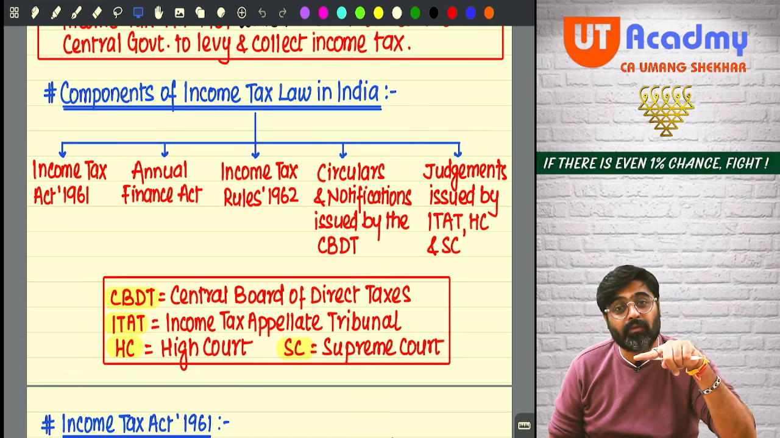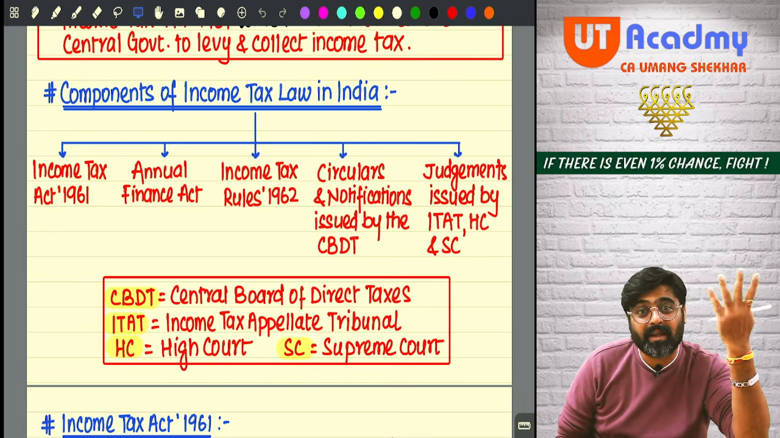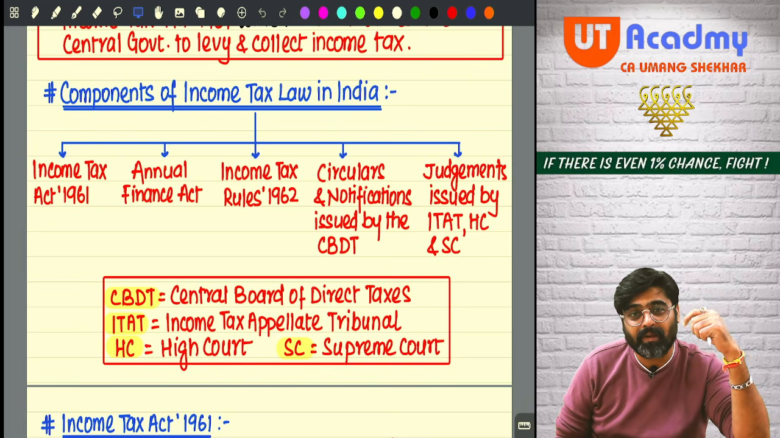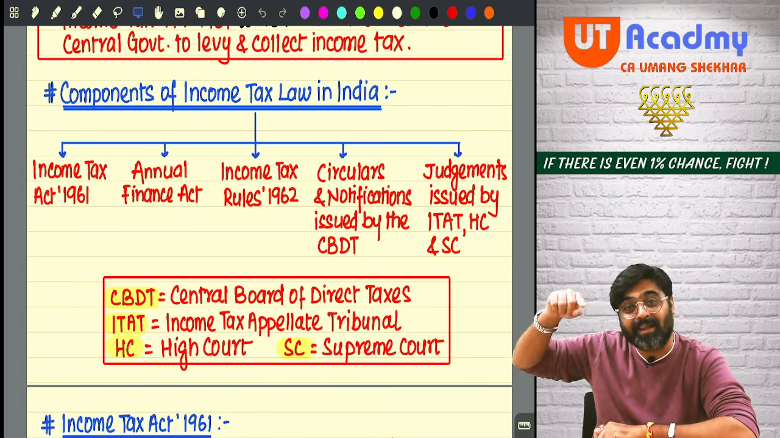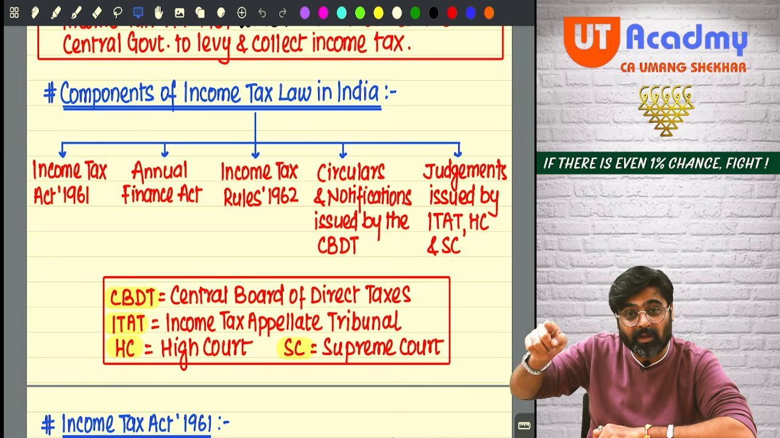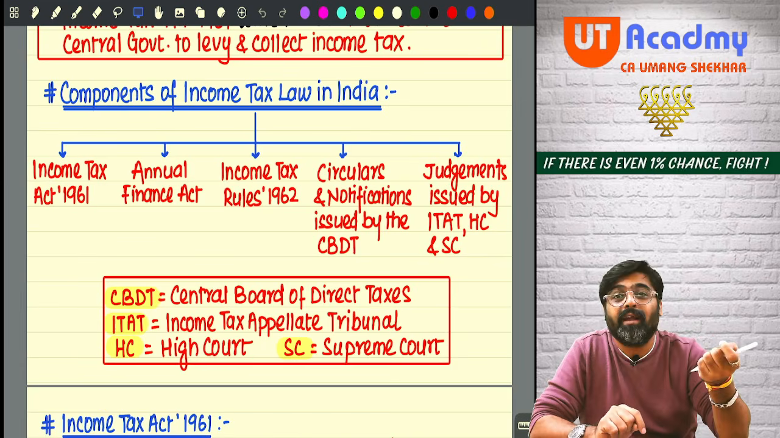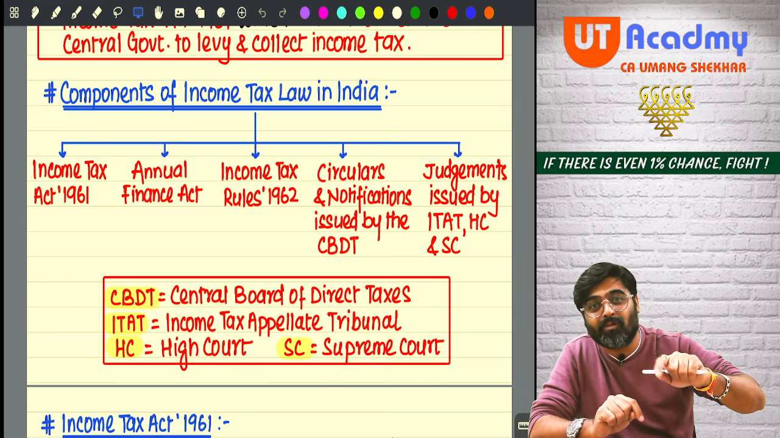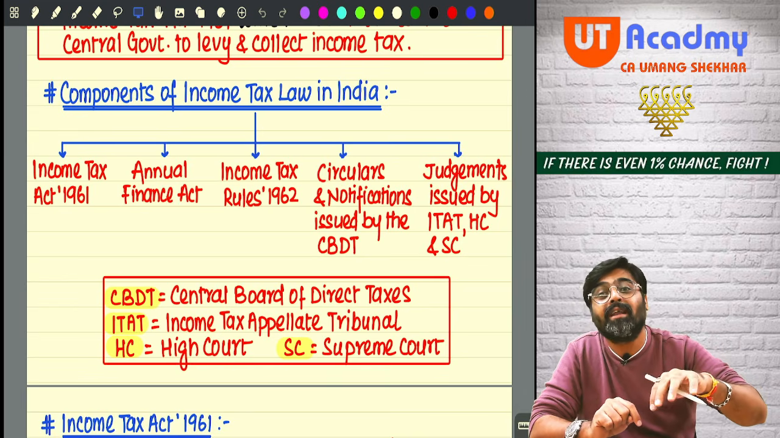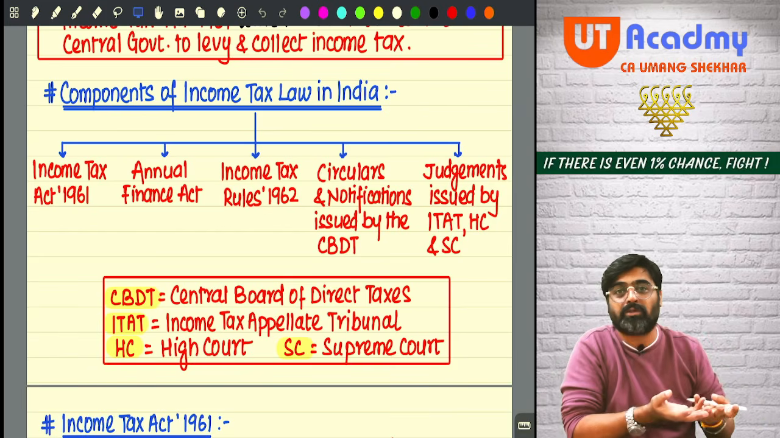1961. Did you know where the Income Tax Act came from? Entry number 82 of schedule number 7 of article 246. So article 246, schedule number 7, list 1, entry number 82 gave the power to Parliament to make a law for levy and collection of taxes in India other than agriculture income, and that law is the Income Tax Act, which we are going to study.